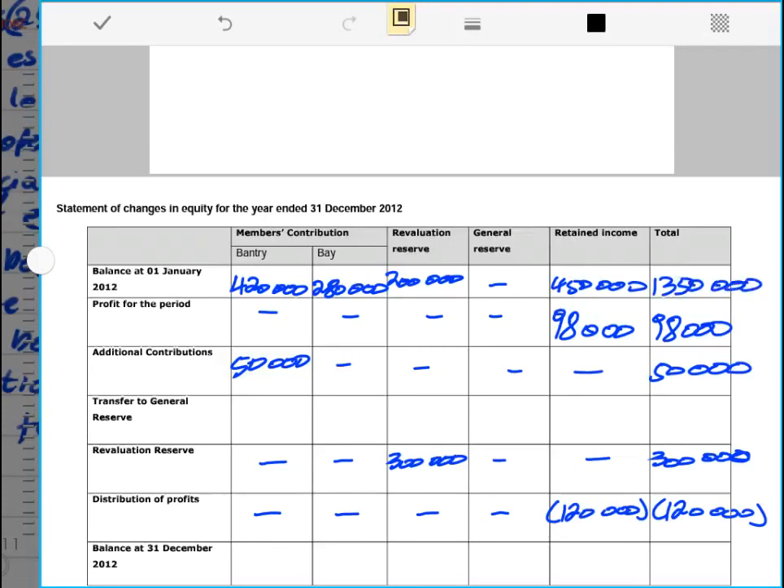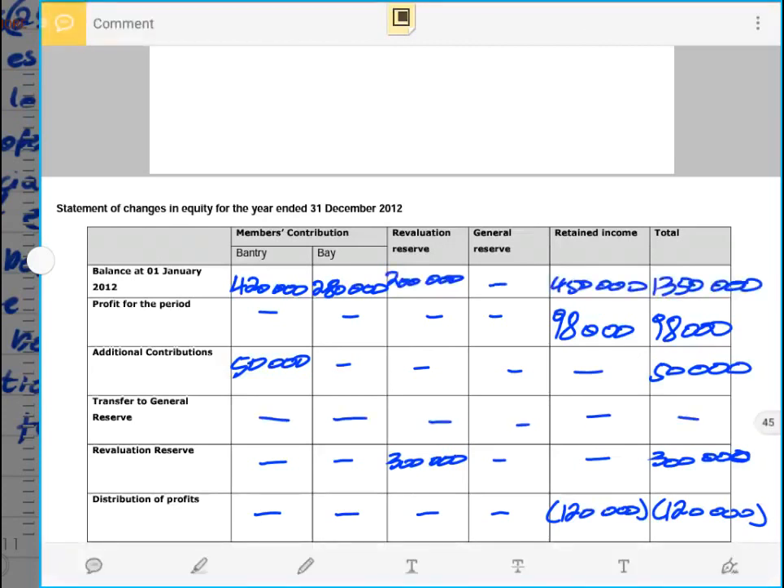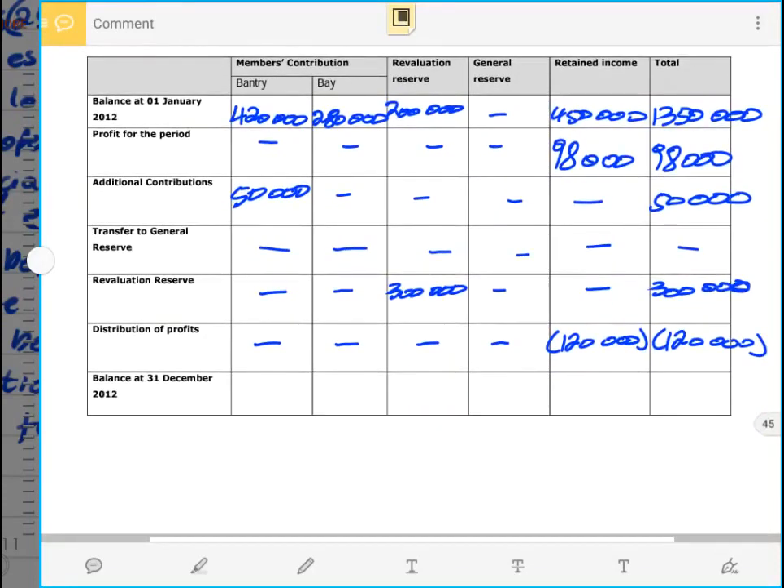So now we have covered that, and there was no transfer of any amount to the general reserves. We did account for the member contribution of 50,000 rands. We did account for the 300,000 rands of the revaluation reserve, and we did account for the distribution of profit of 120,000 rands, which we have recorded as negative. So now let me just record the total.